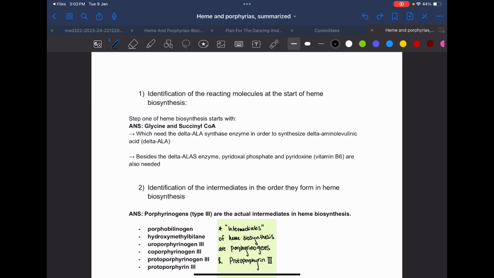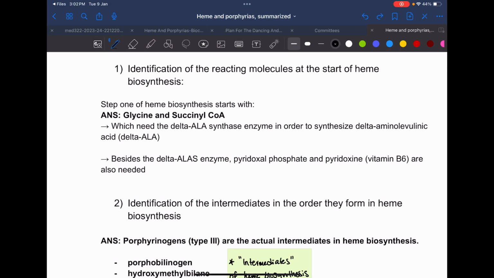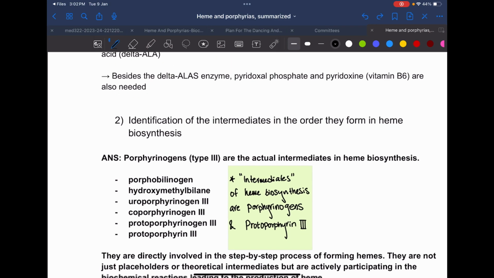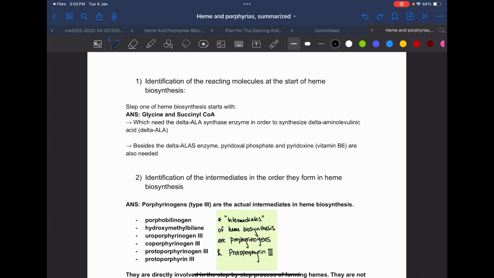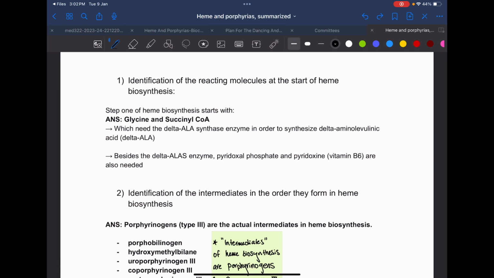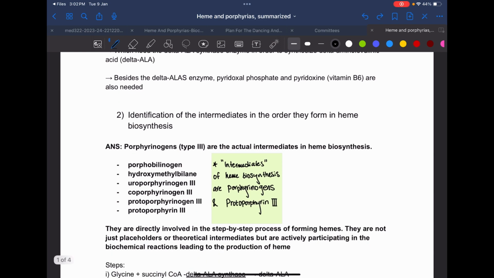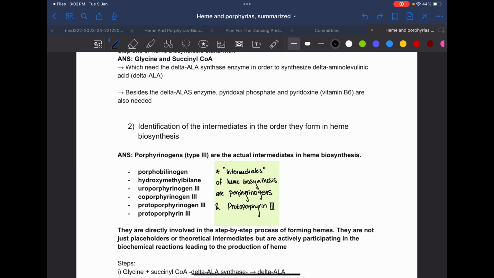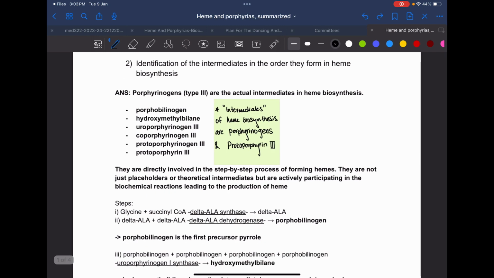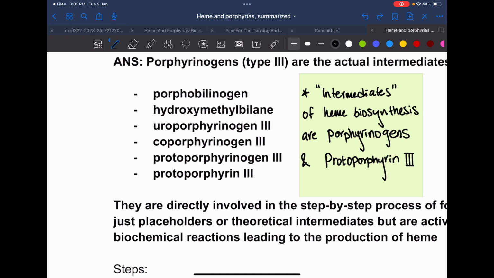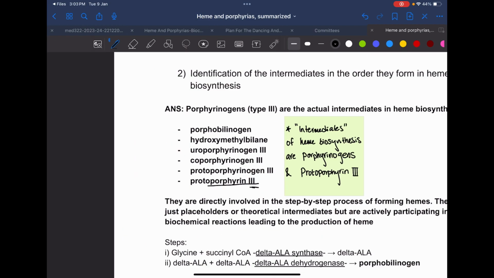We already covered this. Knowing the starting reacting molecules of heme biosynthesis, they are glycine and succinyl-CoA. And here I just have some extra details that I did already go through and are helpful for extra context. The second learning objective is identifying the intermediates in the order they form in heme biosynthesis. So over here, when we're referring to intermediates of heme biosynthesis, we're referring to the porphyrinogens that are involved in the pathway, in addition to protoporphyrin 3. Although it is not a porphyrinogen, protoporphyrin 3 is still considered an intermediate.